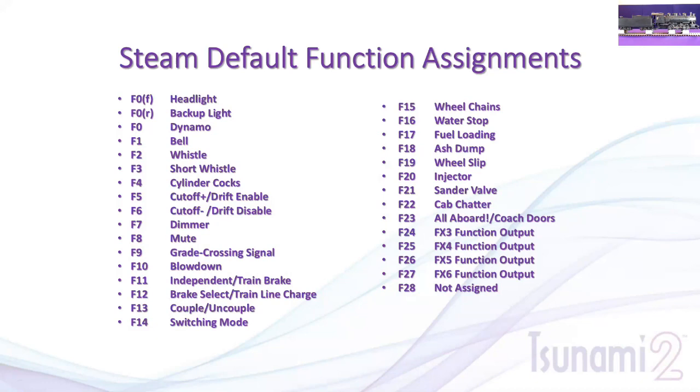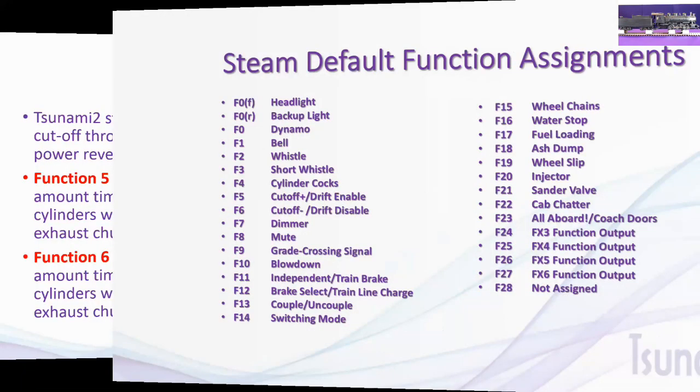And a really quick, nice little side effect of the Tsunami2s is that we can go through and set this function mapping chart to whatever you want it to be. You can take any function and assign it to any button. So when the decoder receives an F7 command, for example, if you don't want it to dim the headlight, but you want it to apply the brakes, you can set it up that way so that you can have those buttons do what you want it to do on your locomotives. So this is just the default sound effects.